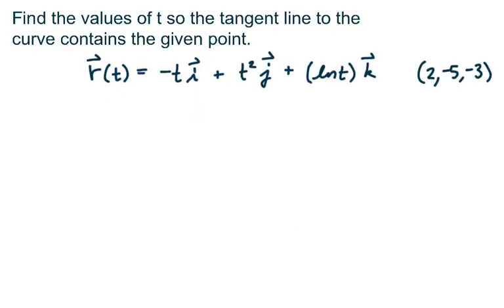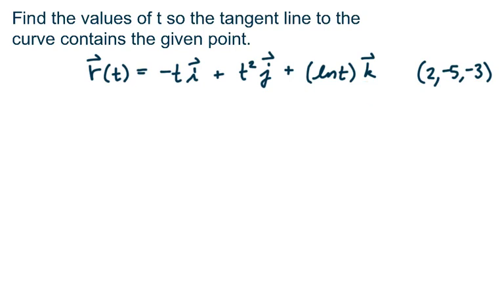In this last example in our section of videos here, we're going to find the values of t so that the tangent line to the curve, this position curve, contains this given point. The point is (2, -5, -3), and our position vector is given by -t times i plus t squared times j plus the natural log of t times k.